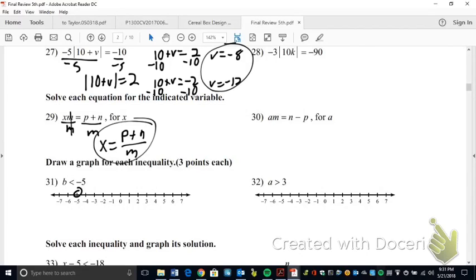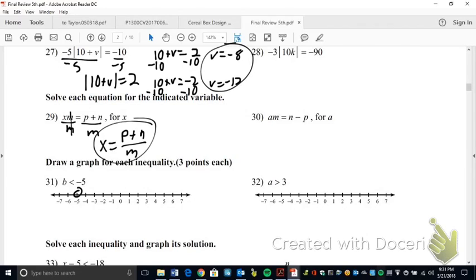So, inequalities. Inequalities are going to have two main parts. You want to make sure you have the circle at the right place. You want to make sure the circle is either open or closed. You want to make sure the arrow is pointing in the right direction.